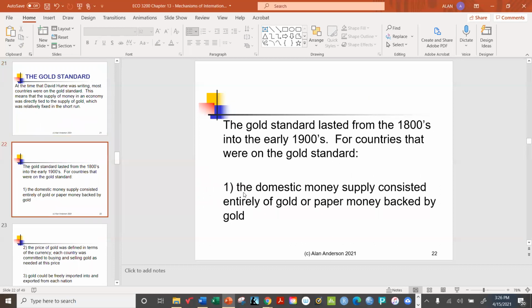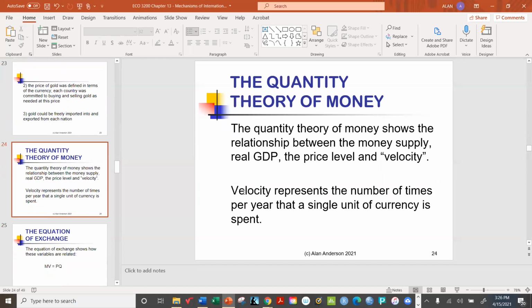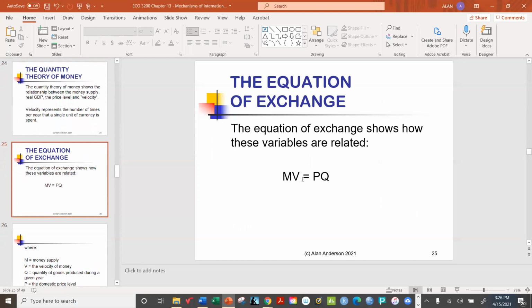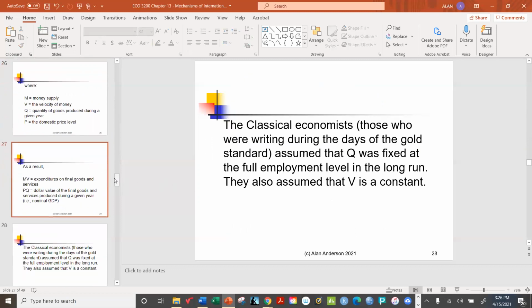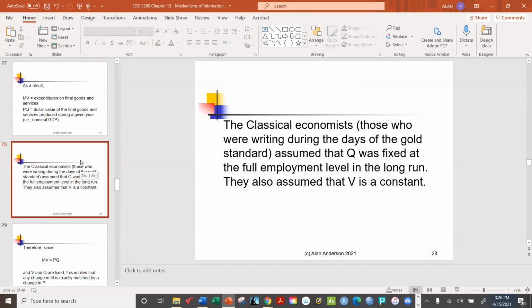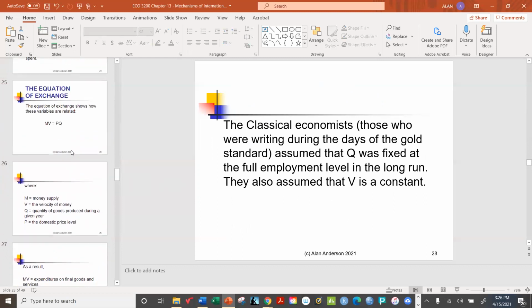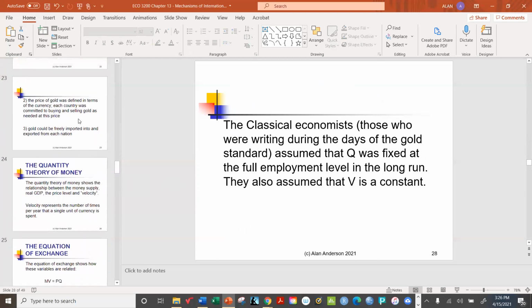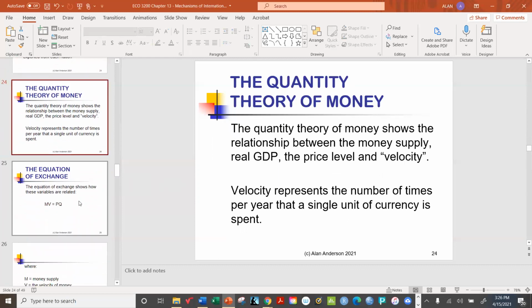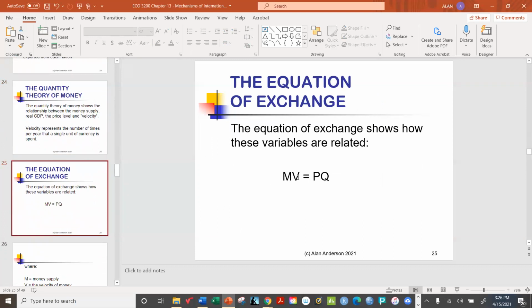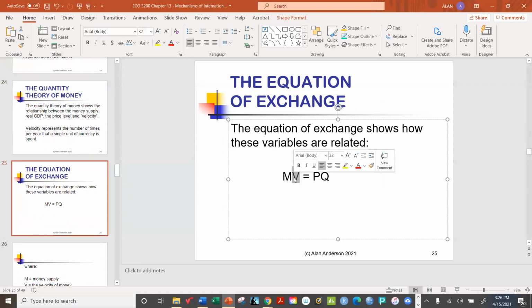Anyway, and then here's our friend, the quantity theory of money, which we now understand very well. The only thing is in the book, they use Q instead of Y. That's the only difference between here and what you saw in the video. All right, and so the quantity theory of money shows that the nominal money supply multiplied by the velocity of money equals the price level times real GDP.